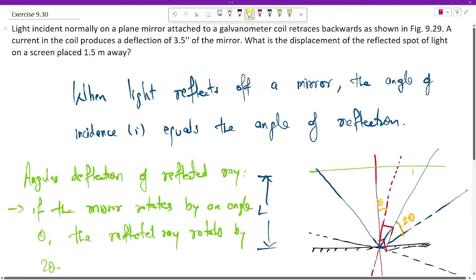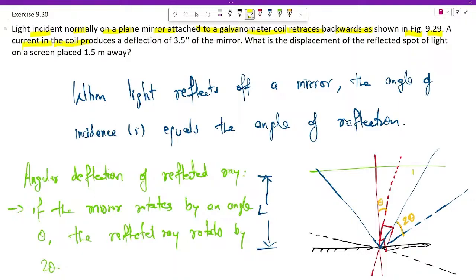The question says that light incident normally on a plane mirror attached to a galvanometer coil retraces backward as shown in figure 9.29. A current in the coil produces a deflection of 3.5 degrees of the mirror. What is the displacement of the reflected spot of light on the screen placed 1.5 meter away?